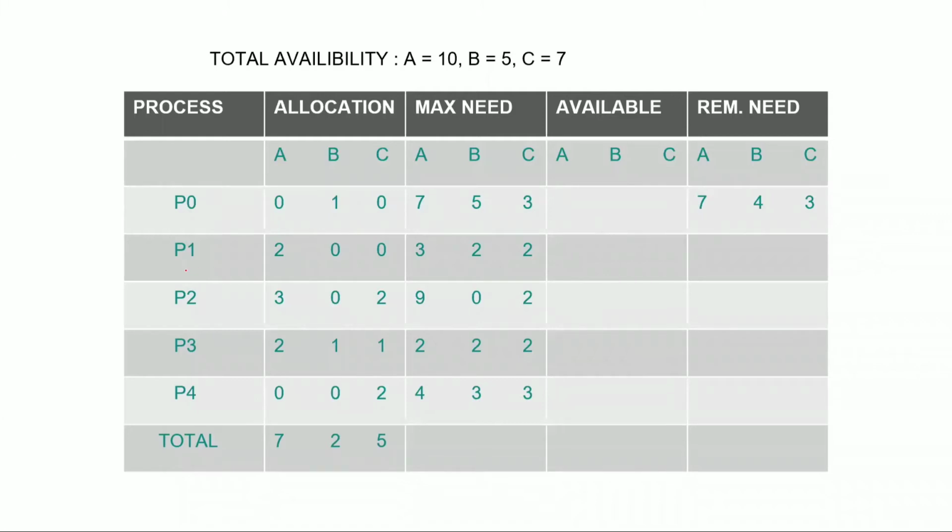And similarly, the remaining need of P1 is 3 minus 2, 2 minus 0, and 2 minus 0. And P2 is 9 minus 3, 0 minus 0, 2 minus 2. And you get it, okay? So this is the remaining need, okay?